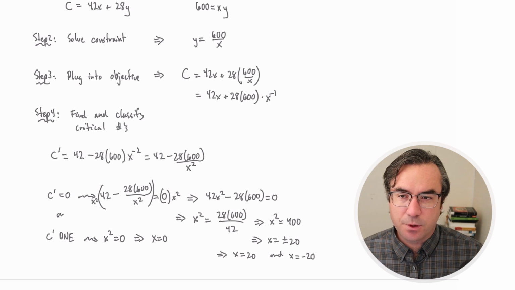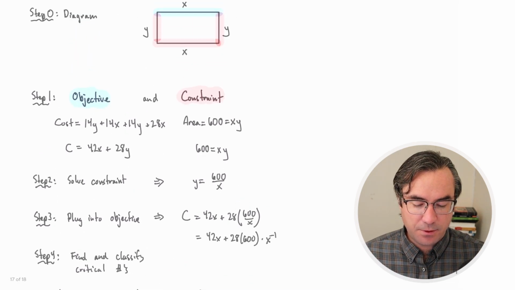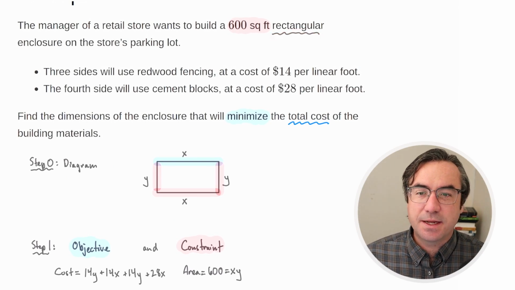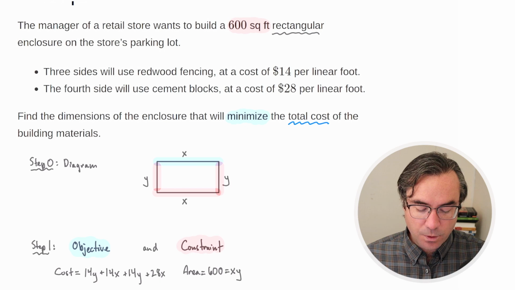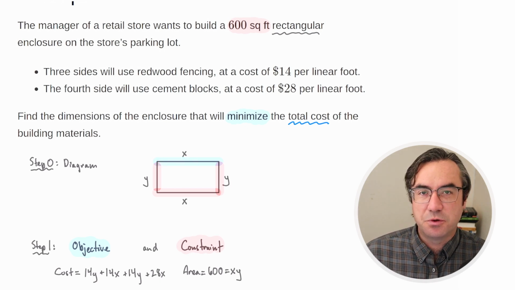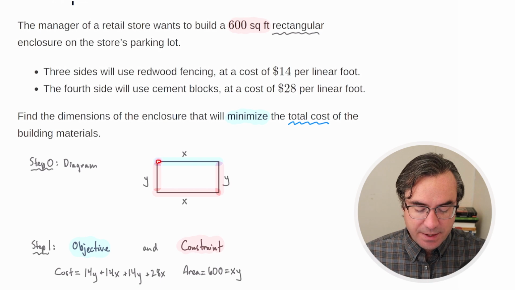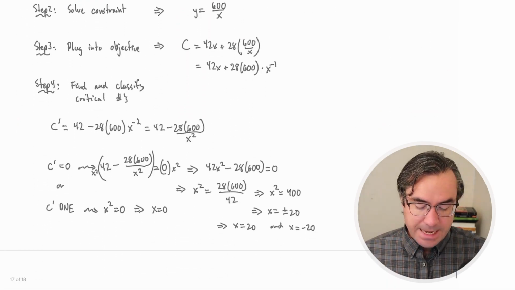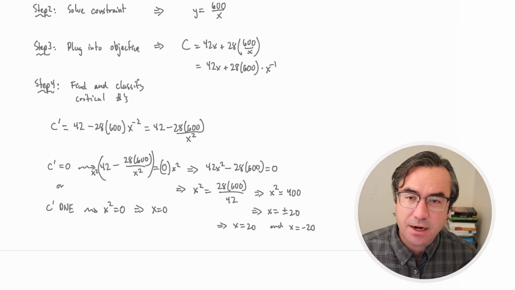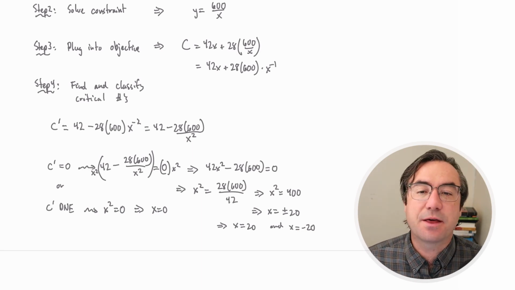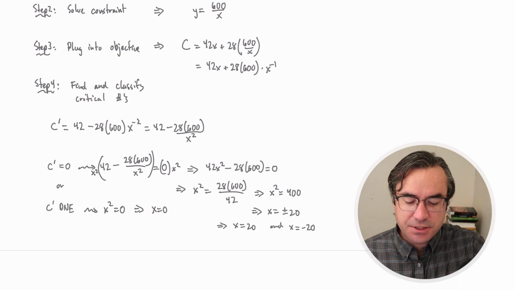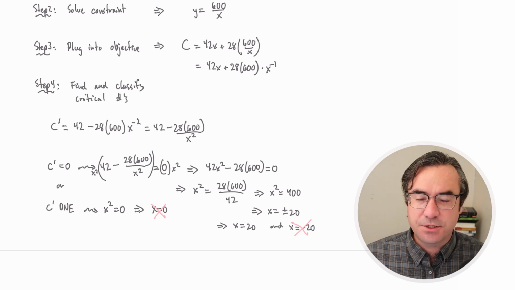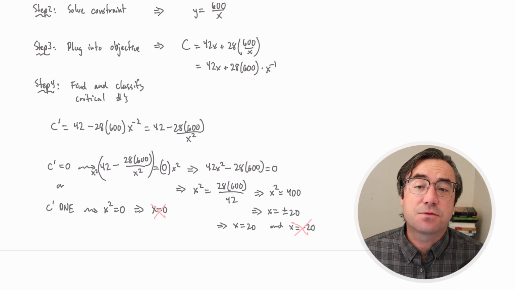So let's think about it. What are we doing here? For this problem, we're trying to build a rectangle. So it really wouldn't make sense if the length of this side was 0. We wouldn't really have a rectangle then. And it really wouldn't make sense to have this side be length negative 20. So yes, x equals 0 and negative 20 are relevant for the mathematics, but in terms of actually solving the problem, they're not. So we're going to throw these out for consideration because they don't actually make sense for the problem.